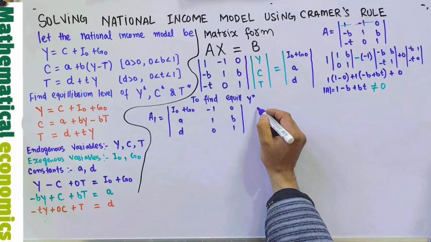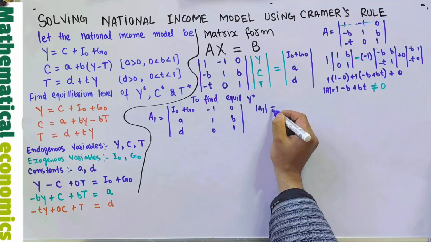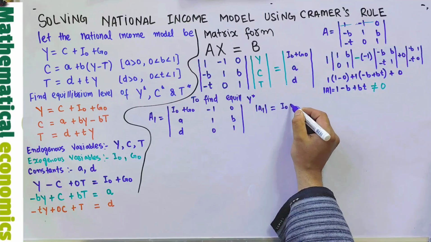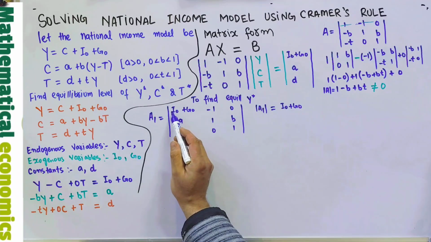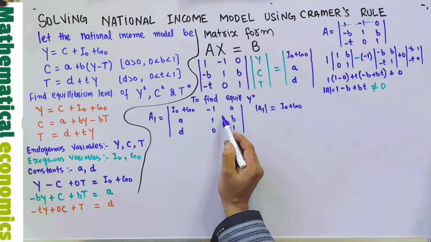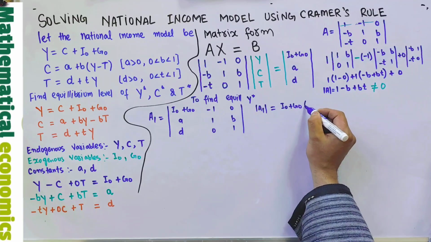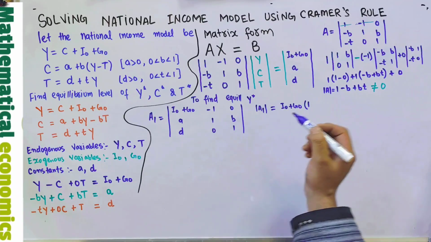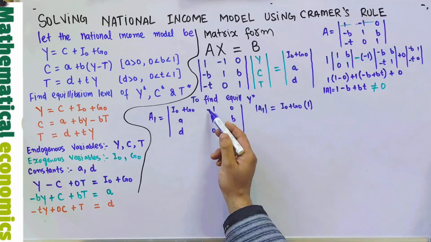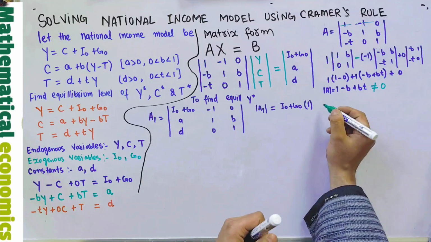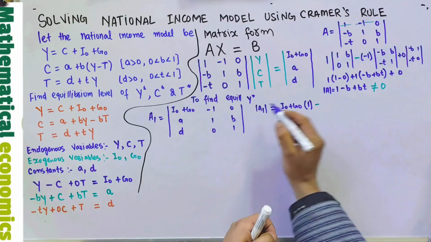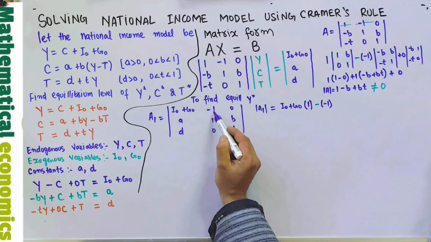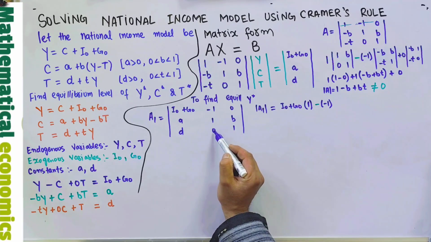So what will be the determinant of A1? Let's find out here. Same process: we write the first element, that is I0 plus G0. Then we mentally delete this row and this column and take the determinant of the remaining elements. So we have 1 into 1 is 1, minus b into 0 is 0. I will not write that very step. Then we write minus from the formula. Then we write the second element, that is -1, and delete this row and this column and take the determinant of the remaining elements.